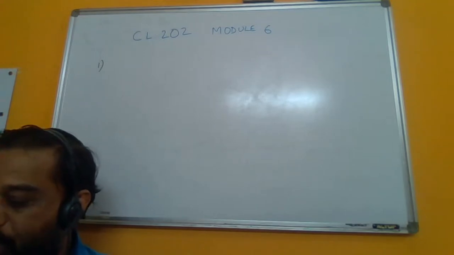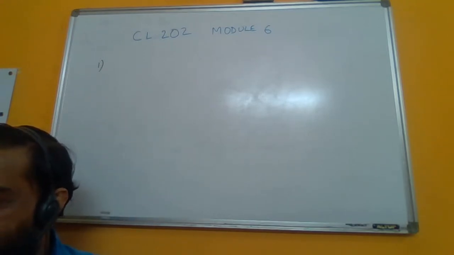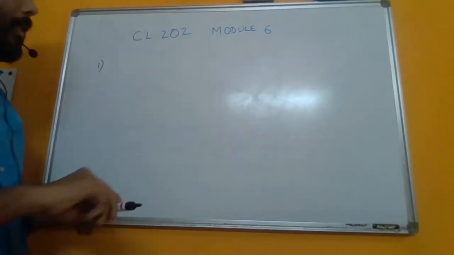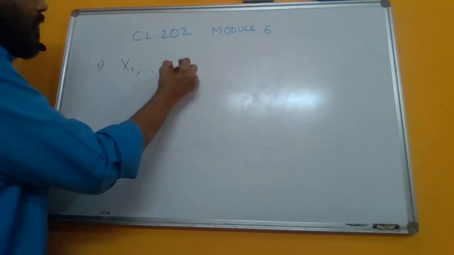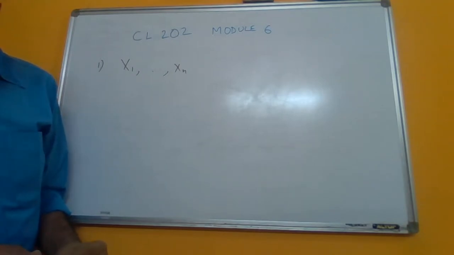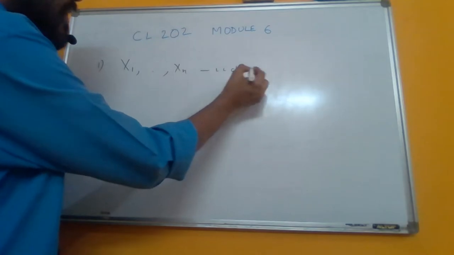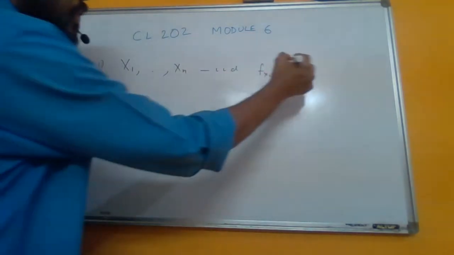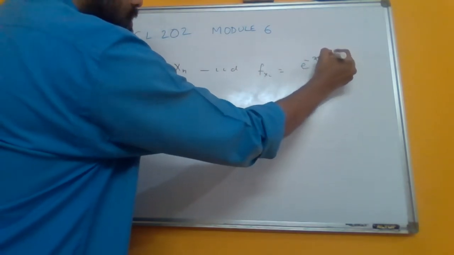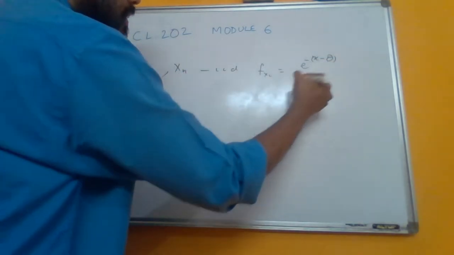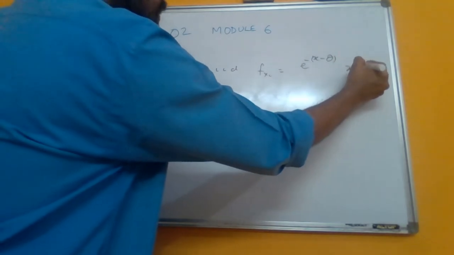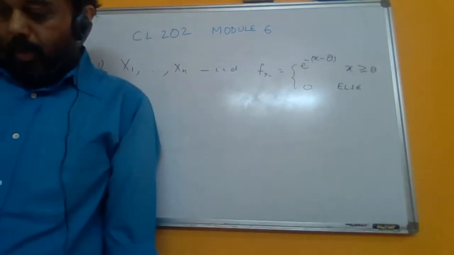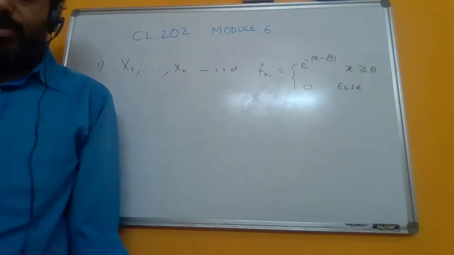Okay. So it says, let x1 to xn be a sample from a distribution. So I think I'll just stand up. Okay, so it says x1 to xn are samples from a distribution, so these are iid, and f of xi is given as e to the power of minus (x minus theta), I hope that is visible, there's a bracket here, when x is greater than or equal to theta and is 0 otherwise. Okay. Now, you have to determine the maximum likelihood estimator of theta.